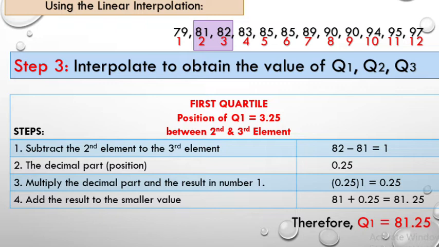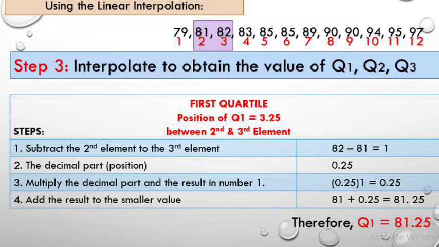First, subtract the second element from the third element. So, we have 82 minus 81 equals 1. And second, the decimal part. Remember po that our first quartile is 25% of our distribution, kaya 0.25 po ang kanyang decimal part. Our third step is to multiply the decimal part and the result in number 1. So the result of number 1 is 1, kaya 0.25 times 1 is equal to 0.25.